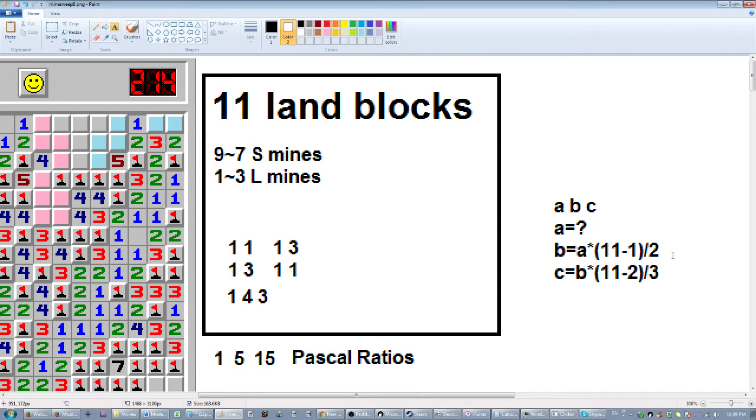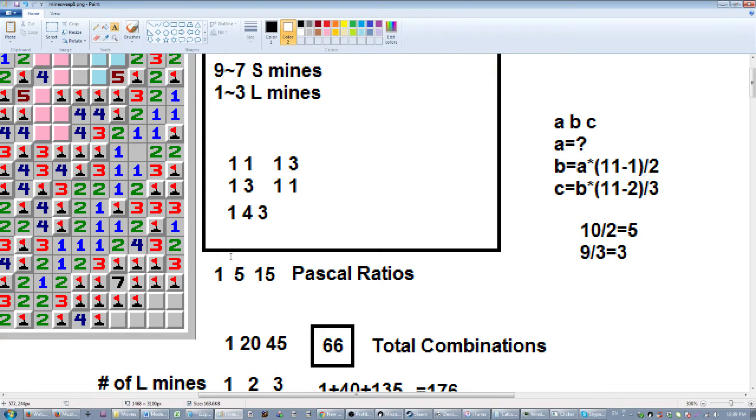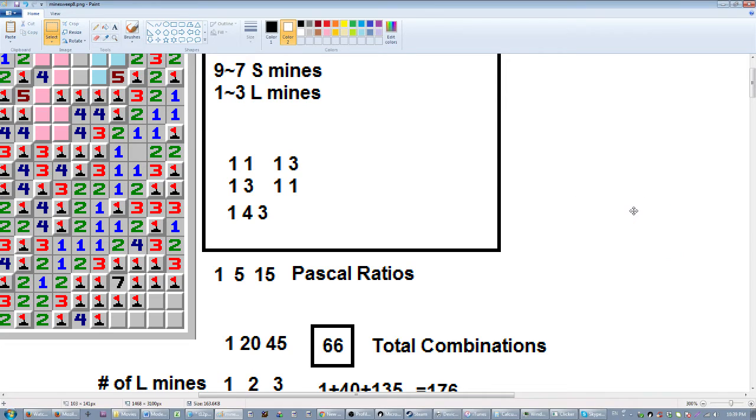But if you were to simplify this, let me simplify these. 10 divided by 2 and 9 divided by 3, right? Well, that just simplifies to these. So A could just become 1. A can just equal 1, then B would equal 5, and then C would equal 5 times 3, so it would just become 15. And that's what we got here, 1, 5, 15. And so that's the ratios we got here.